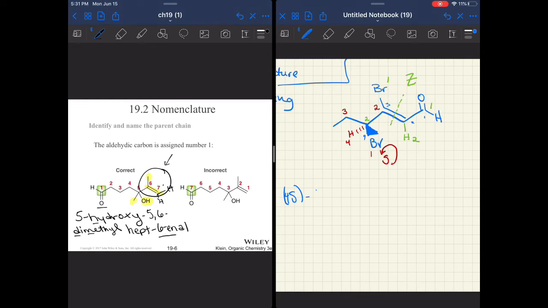Then it is 3,4-dibromo. And then this is a hexene al. And you could put the Z out in front, or I also think it's appropriate if you put it with the number. So my double bond is on the 2 position. So it's a 2Z-hexene-al. All right, so all the little pieces that you could possibly ask for in this example.